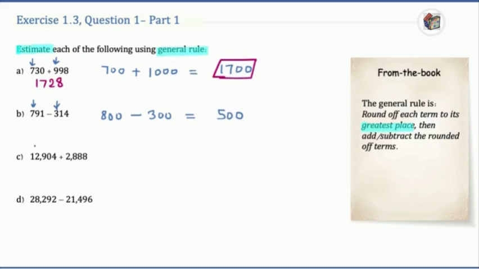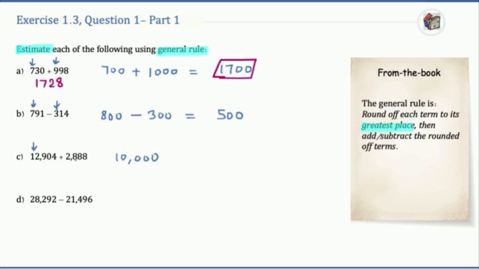12,904. So the greatest place is this, which is the 10,000s place. Now 12,904 is between which two multiples of 10,000? It's between 10,000 and 20,000. But it is closer to which one? It is closer to 10,000. So that is what we take.